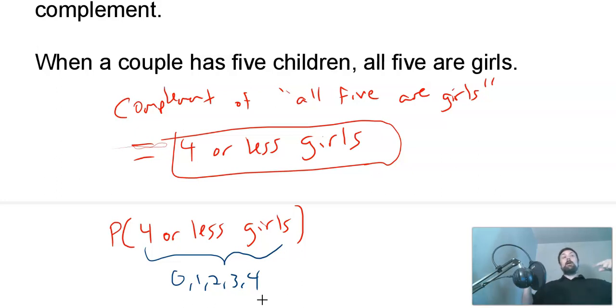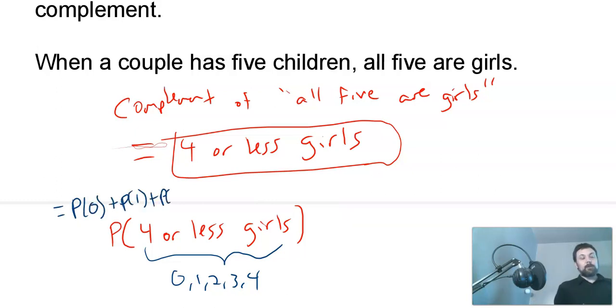So you don't have to worry about overlap or double counting, but it would still be 5 separate calculations and then having to add those 5 together to get the probability of having 4 or less girls. You'd have to do this, right? It'd be the probability of 0 girls plus the probability of 1 girl plus the probability of 2 plus the probability of 3 plus the probability of 4, right? That's how you would, because it's an OR, right?